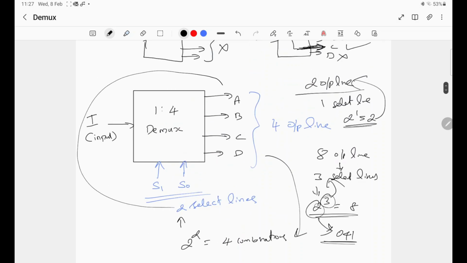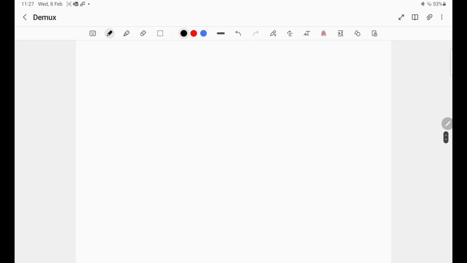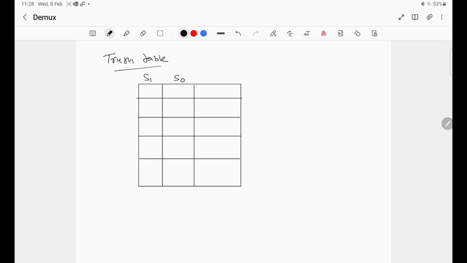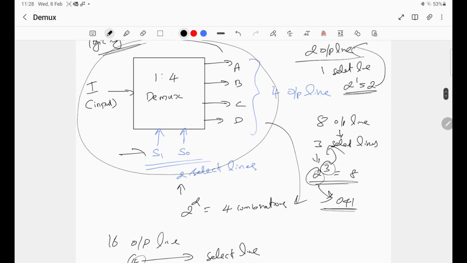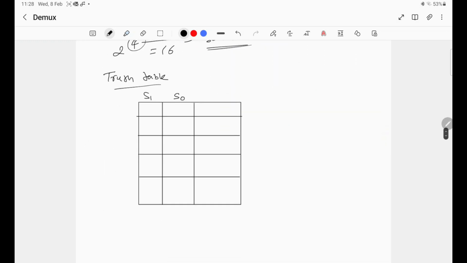So this is the logic diagram, the logic symbol, of a 1:4 demultiplexer. Now we will see the truth table of a demultiplexer. So we will draw that table. Those 2 select lines are S1 and S0, as we have seen in the diagram. These will control the demultiplexer. And we have the output.